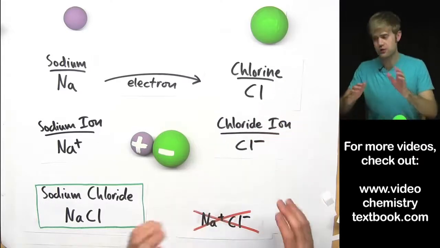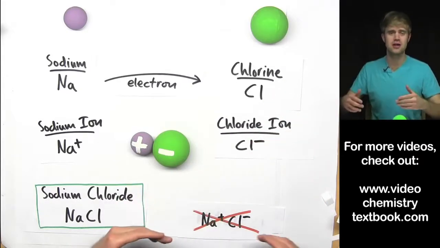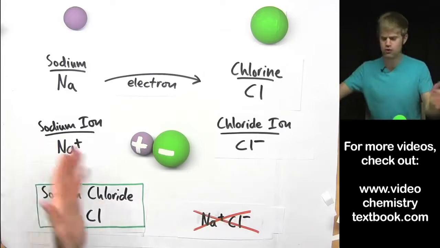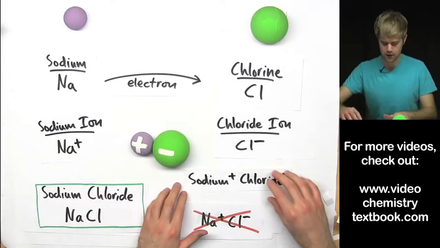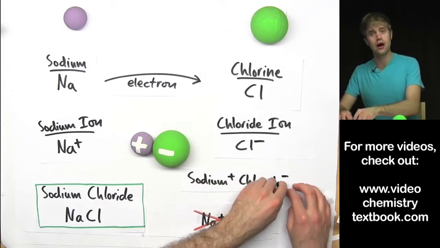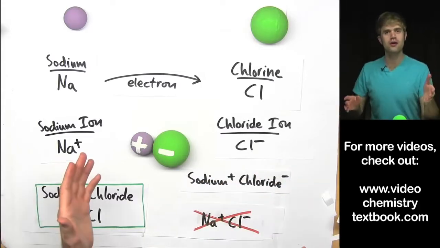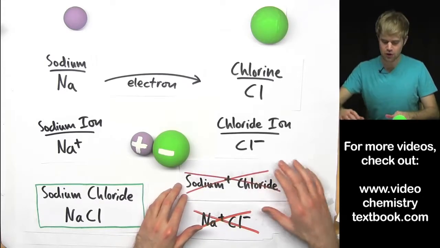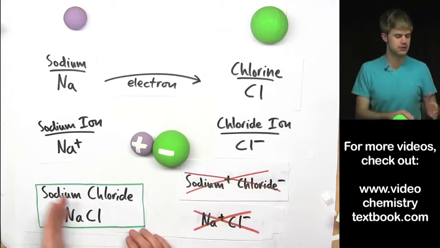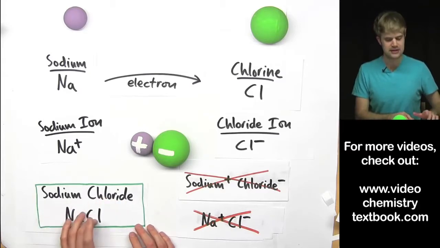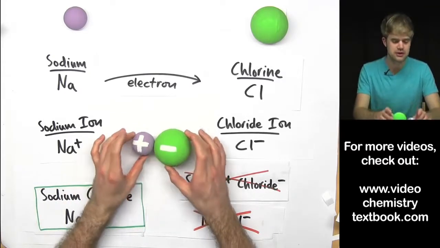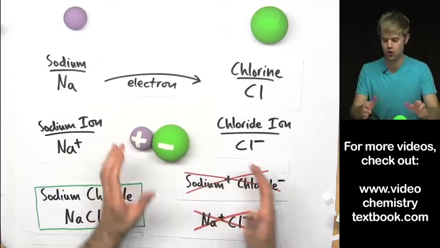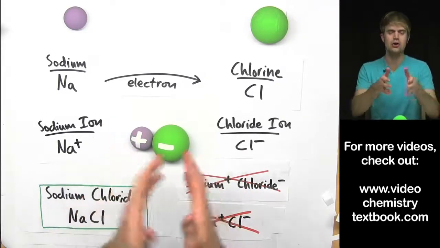One other thing that sometimes happens is when people are asked to name this compound, like the name sodium chloride, they try to keep these charges in. So they call it sodium plus chloride minus. Again, you don't want to do that because we don't keep the charges. So don't call it sodium plus chloride minus. It's just sodium chloride, NaCl, even though these atoms still have a charge. Because they're balancing each other out in this compound, we don't worry about the charge when we're naming it.